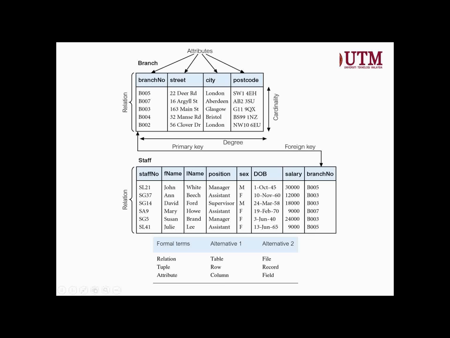Over here at the bottom we have the formal terms. In database they call it relation, tuple and attribute. Relation in other terms is called a table, or a file. Tuple is also known as a row, or a record. Attribute is also known as a column, or a field. So this is an attribute, or column, or field. This one is a row, or tuple, or record. And the whole thing is a relation, or table, or file.